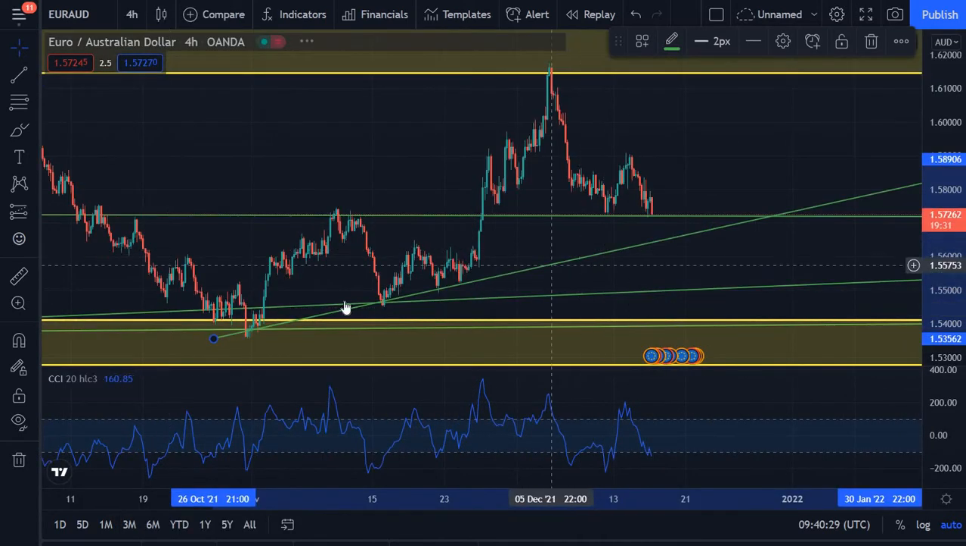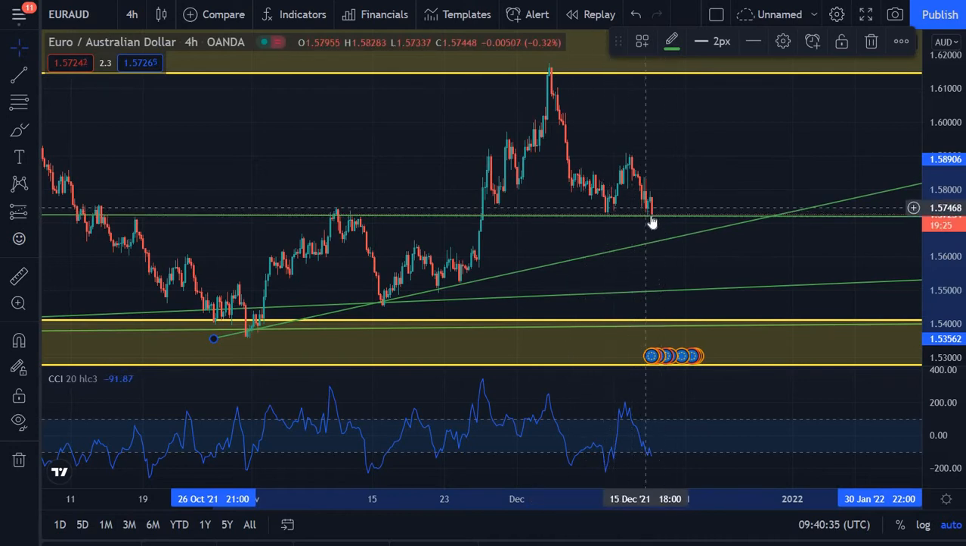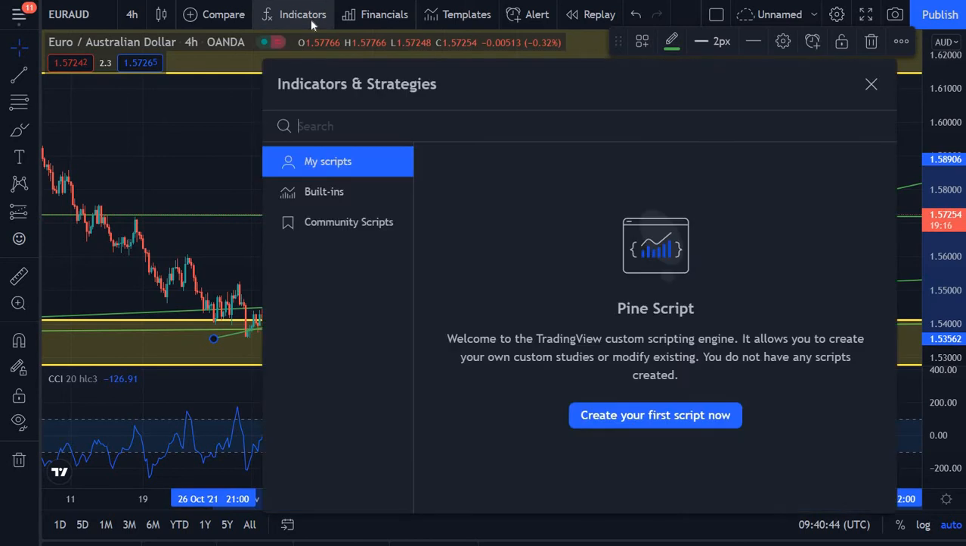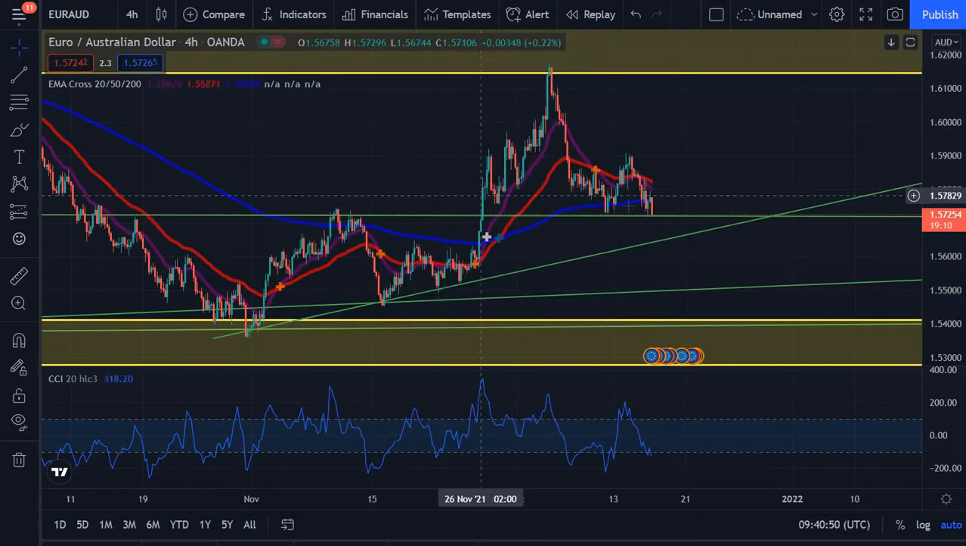Let's check the 4-hour chart. So here pretty much a bigger move to the downside. So it looks like we will reach this trend line here, breaking the 200 EMA on the 4-hour chart. So here it looks like we will go lower.